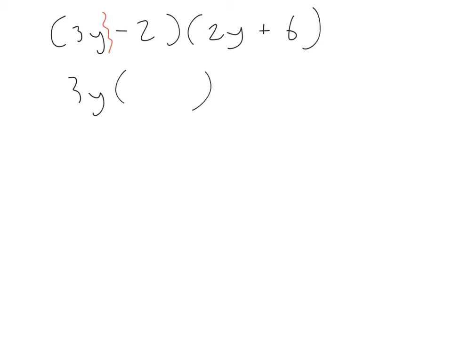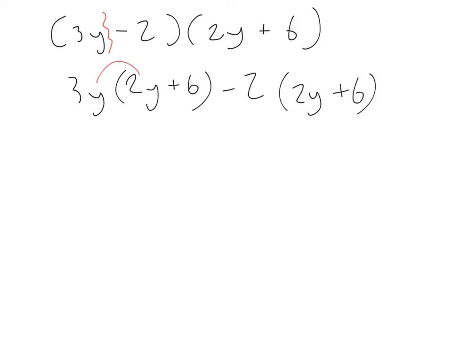So let's say I go for 3y minus 2 multiplied by 2y plus 6. So I'm going to crack open the first egg. I then have 3y and a set of brackets and minus 2 and a set of brackets. I then put everything from my second egg inside of each of the brackets. So I have 2y plus 6, 2y plus 6.